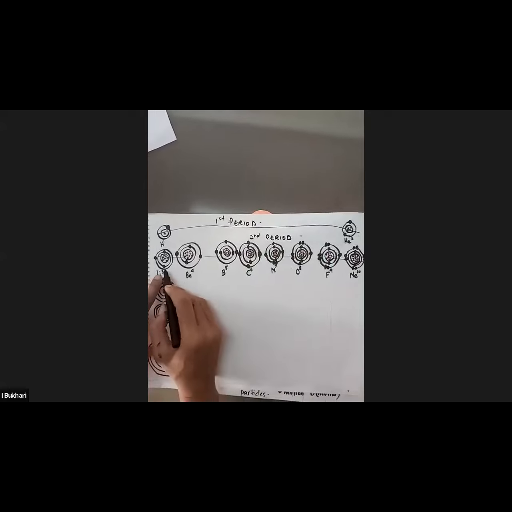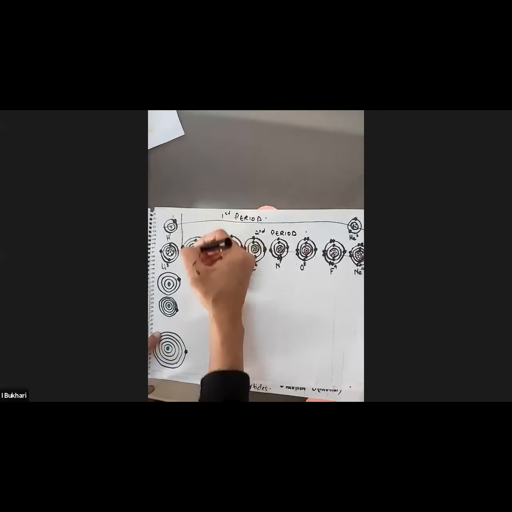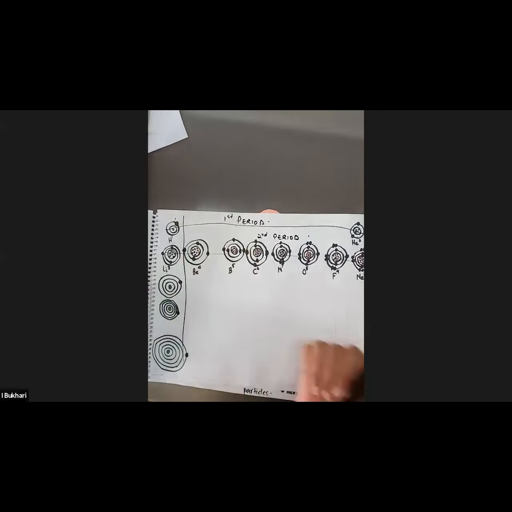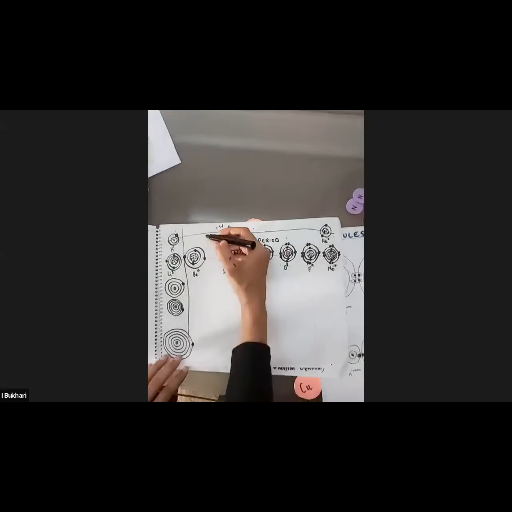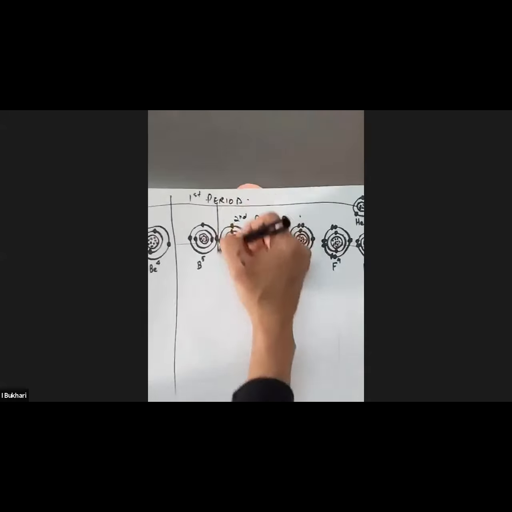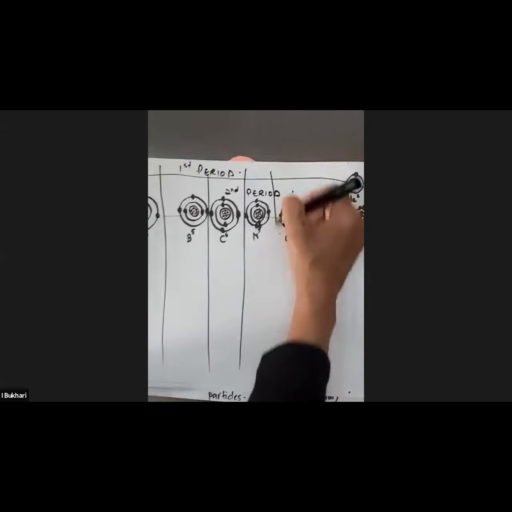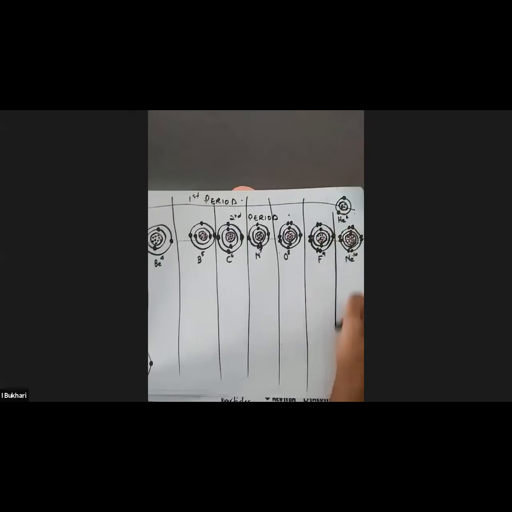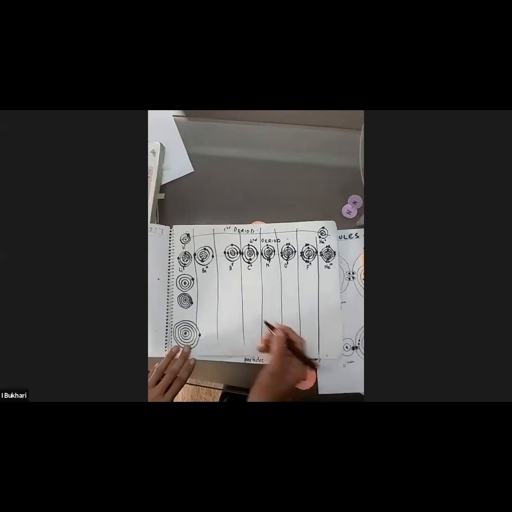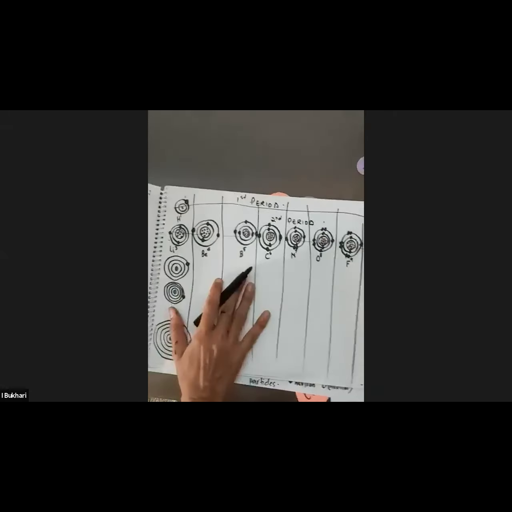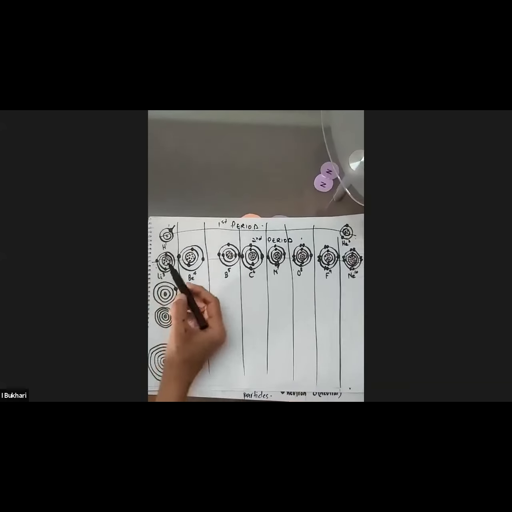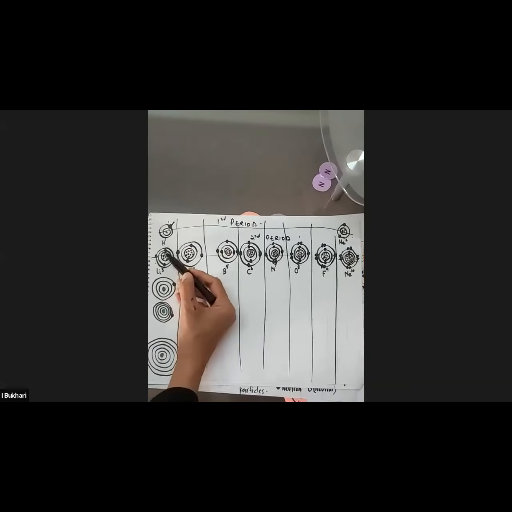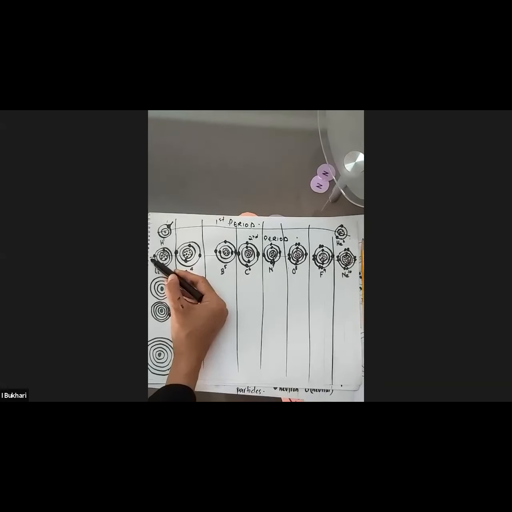Okay. This is group one, okay? I have omitted the transition metals, okay? First group, second group, third group, fourth group, fifth group, sixth, seventh, and this is eighth, okay? In the first group, let's see, how many electrons are in its outermost shell? One and one. These two are in the inner shell. The outer one has only one.